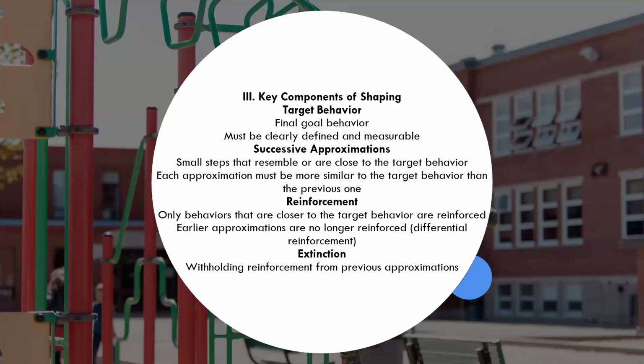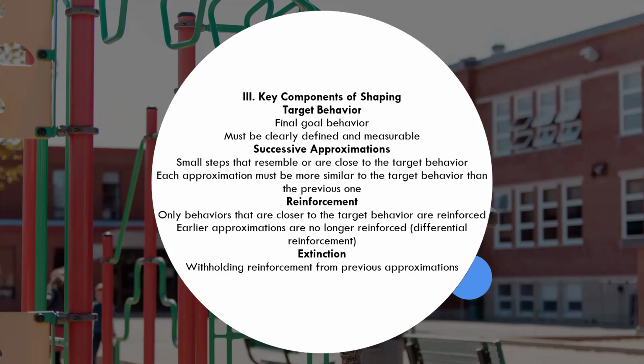So there are several components to shaping. First, like I said, you want to select the target behavior. That's going to be your final goal. And as always with ABA, we want it to be objective and measurable, so that other people can see our procedure and replicate it. Shaping involves successive approximations, and really all that is just small little steps that slowly build over time to get to that final goal that we want to see.